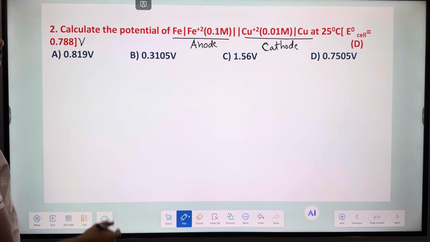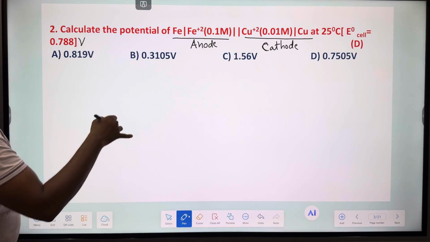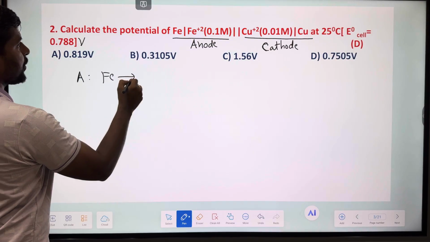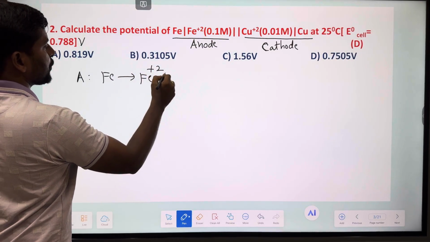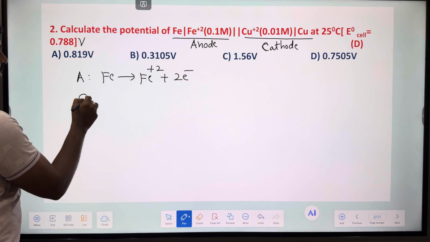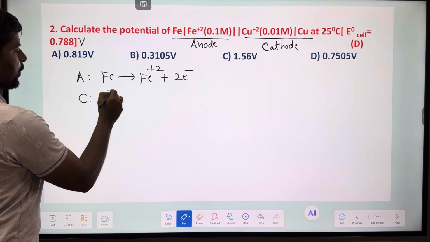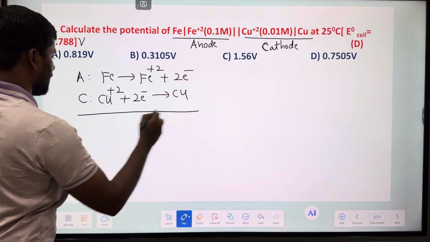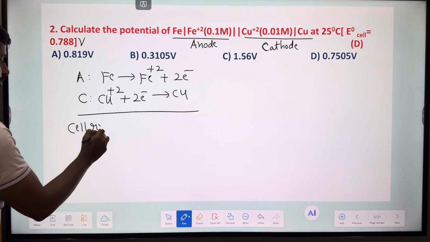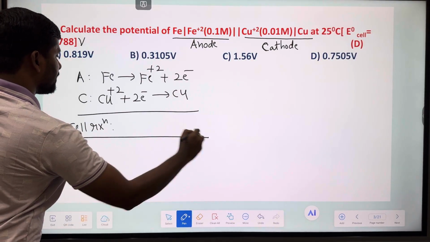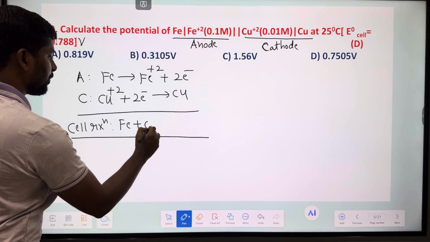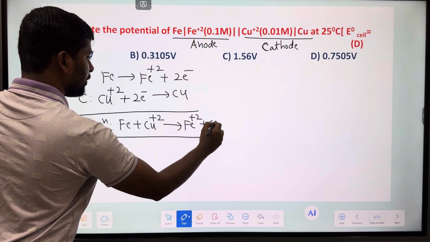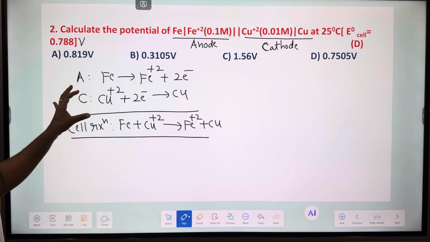Okay, and now what is the formula? First you write the reaction at anode, the oxidation reaction, that is Fe gives rise to Fe2+ plus 2 electrons. Now if you write the reduction reaction at cathode, that is Cu2+ plus 2 electrons gives rise to Cu. Now the cell reaction, that is Fe plus Cu2+ gives rise to Fe2+ plus Cu. This is the cell reaction.